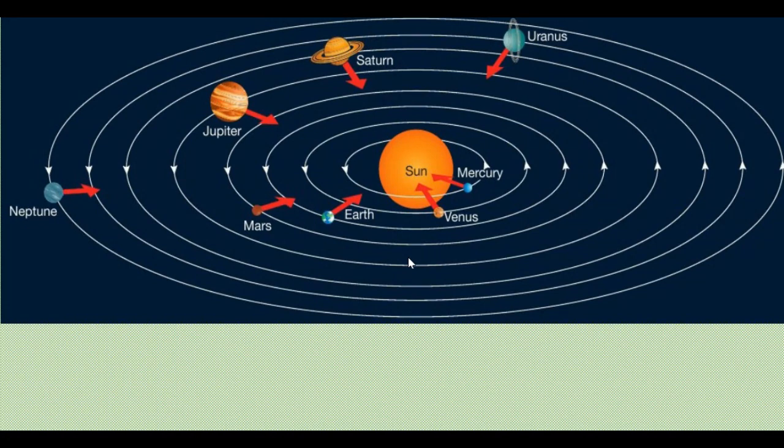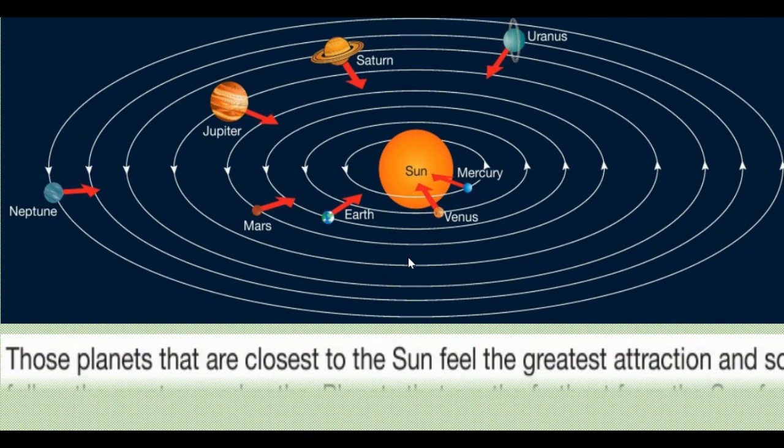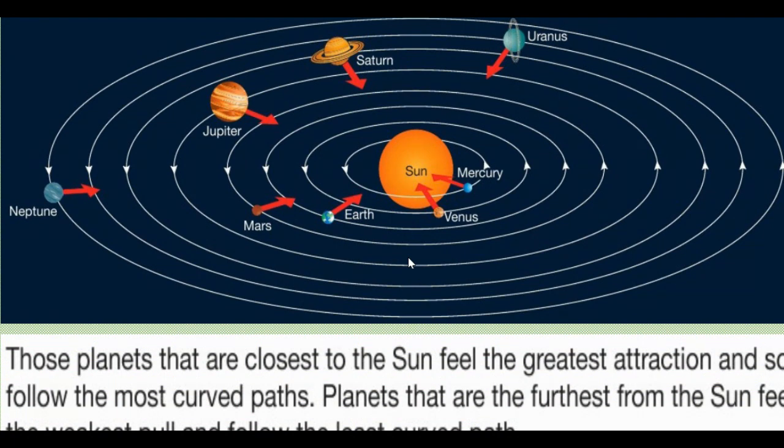This diagram shows the position of the sun and the planets. As these planets revolve around the sun, there are forces of attraction between every planet and the sun. The planets that are closest to the sun experience the greatest force of attraction and therefore follow the most curved paths. Planets that are farthest from the sun, like Neptune, feel the weakest pull and follow the least curved paths.